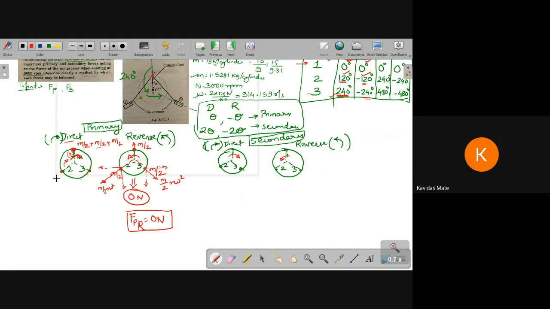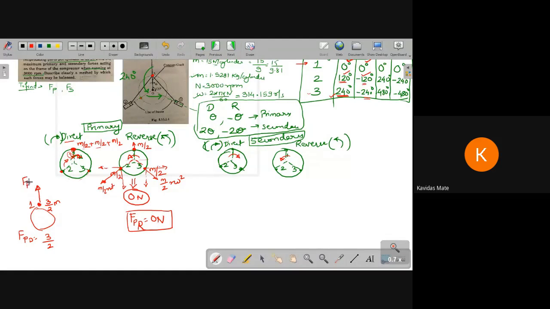Now, for this one, the entire mass is concentrated where? On one point, and that point will give me the entire mass. So it would be m by 2 plus m by 2 plus m by 2, so 3 times m upon 2. So the entire mass is concentrated at point number 1. So the primary direct force would be in radial direction.